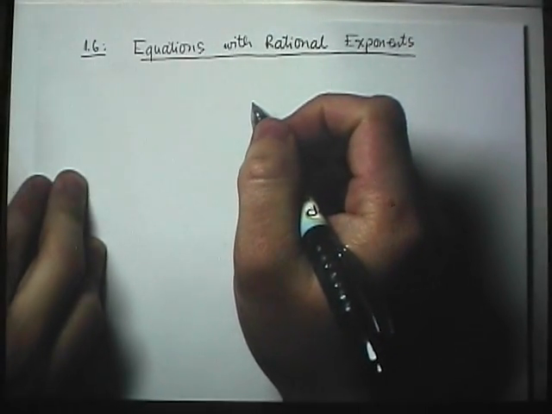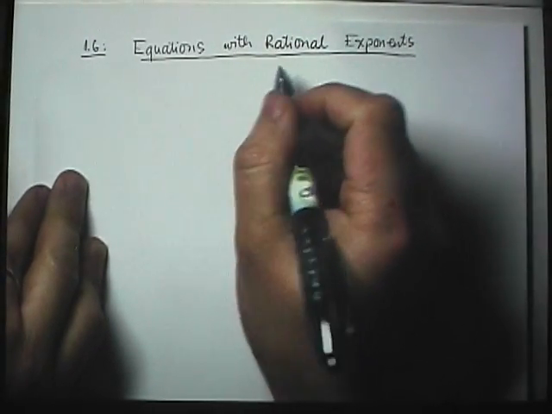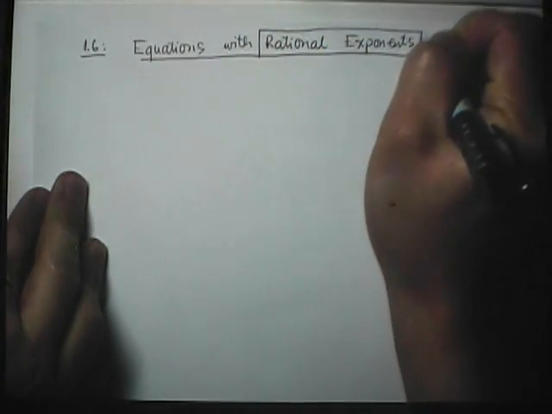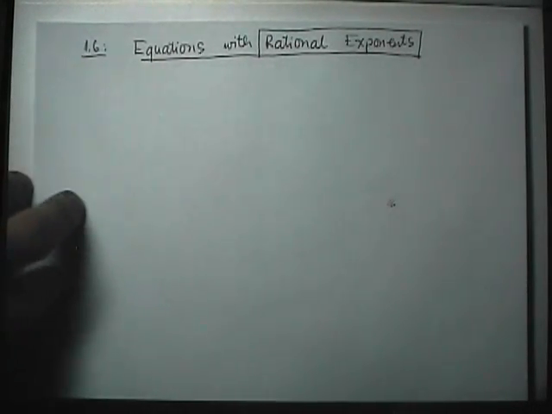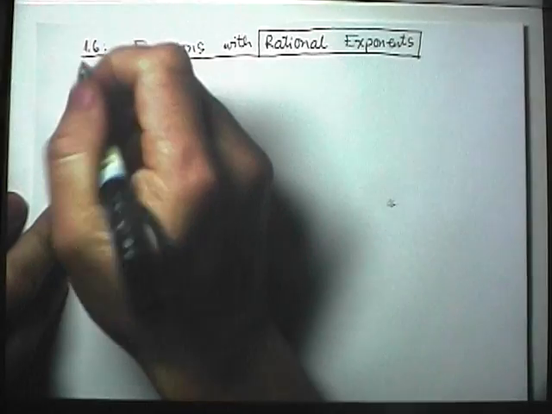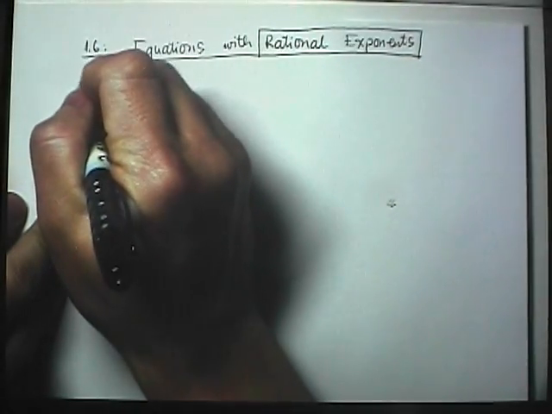Okay, so we're now looking at working with equations with rational exponents. Rational exponents are the ones where the exponents appear like 2/3 or 1/2 or 3/4 or something like that. We also discussed the general forms of these equations in class.